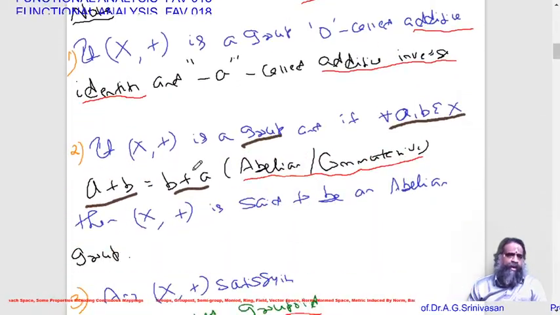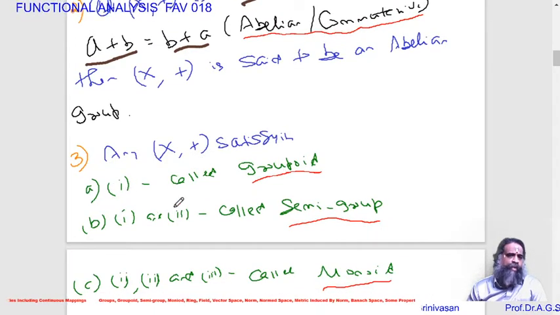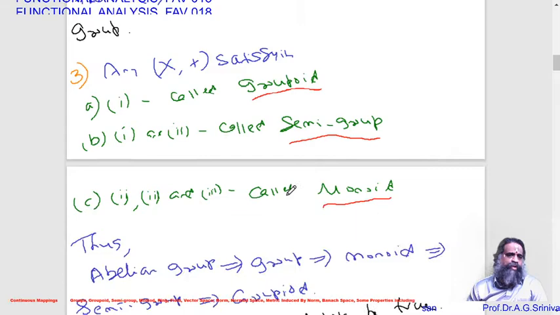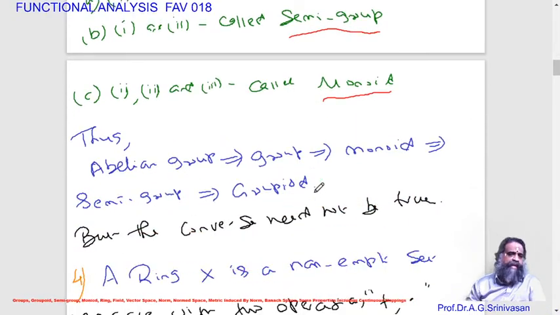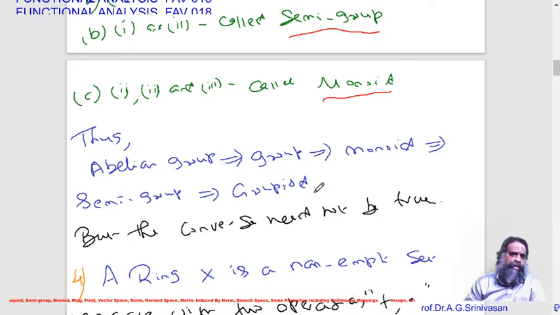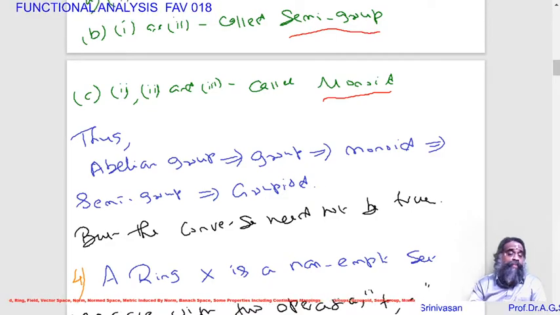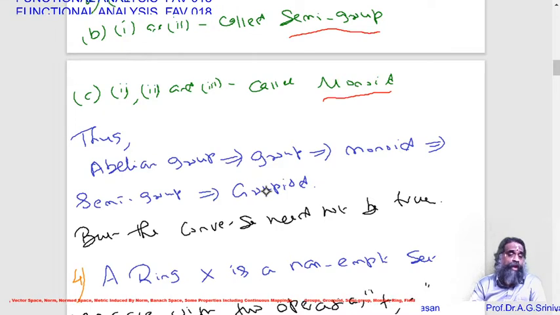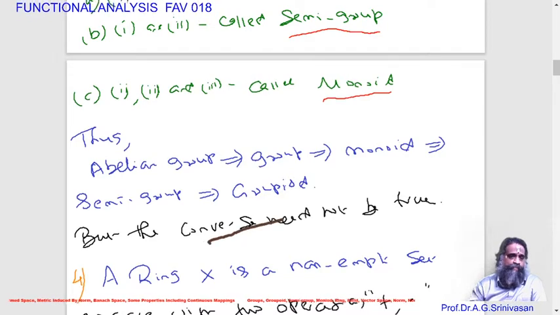So, if 1 is satisfied, it's called a groupoid. 1 and 2, it's called a semigroup. 1, 2, and 3 are called a monoid. Note that every abelian group is a group. Every group is a monoid. Every monoid is a semigroup. And every semigroup is a groupoid as well. Certainly, the converse need not be true.